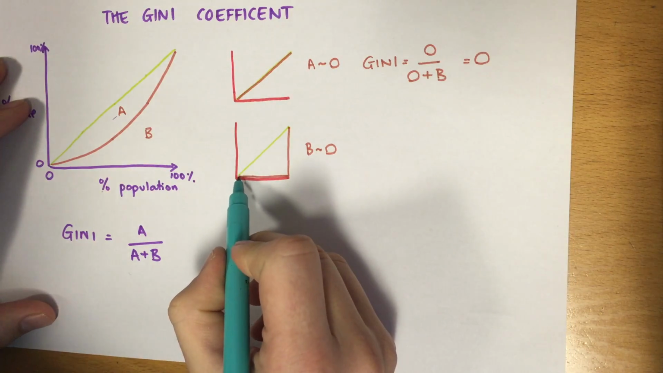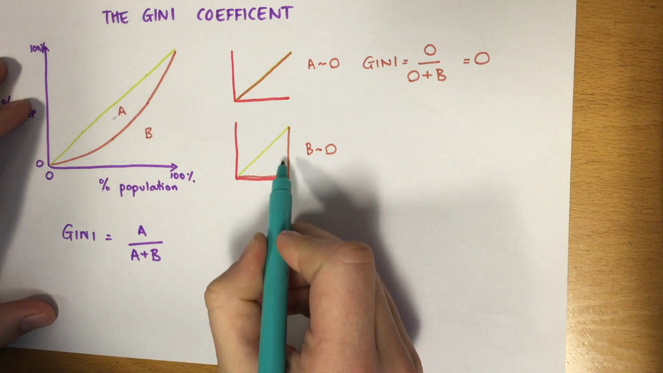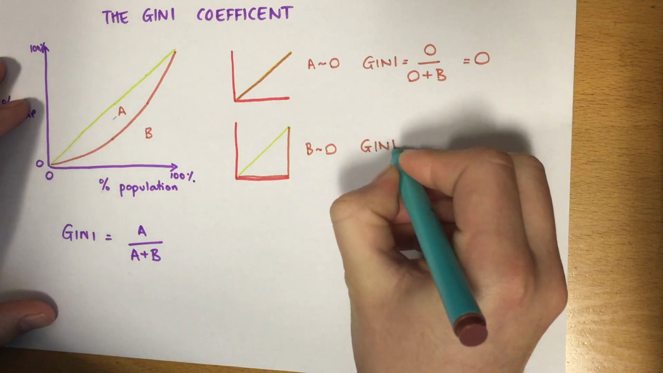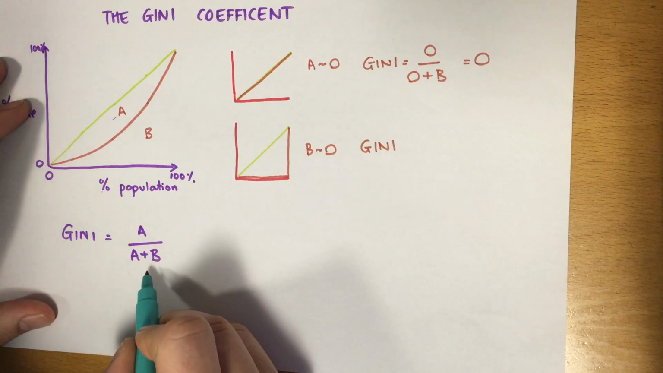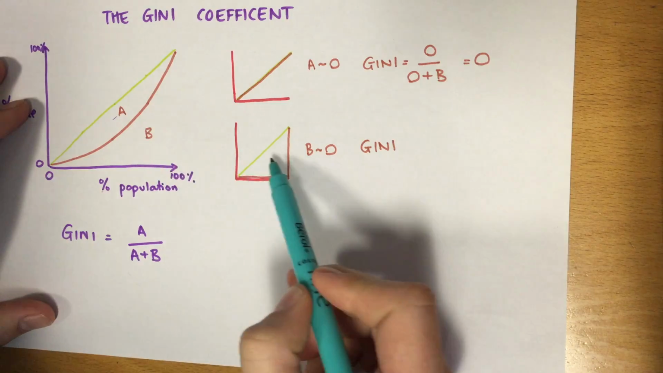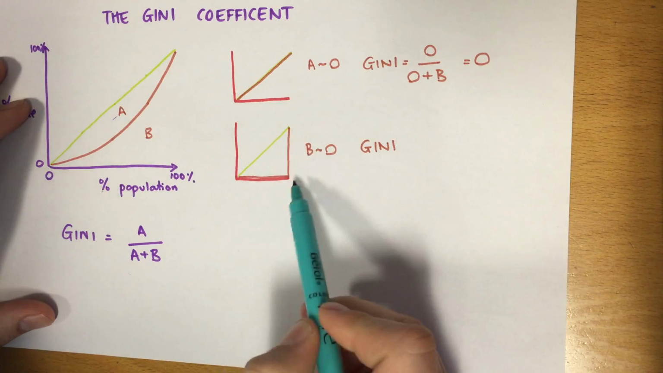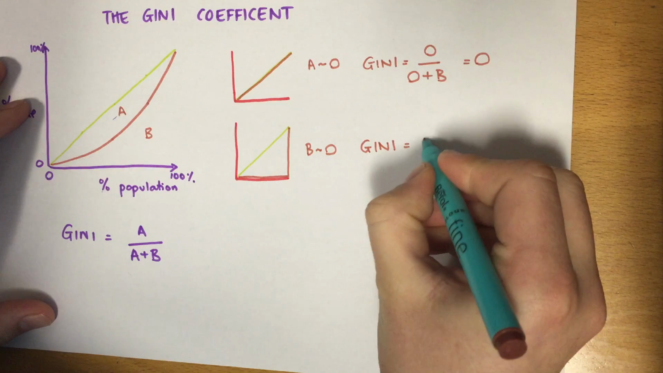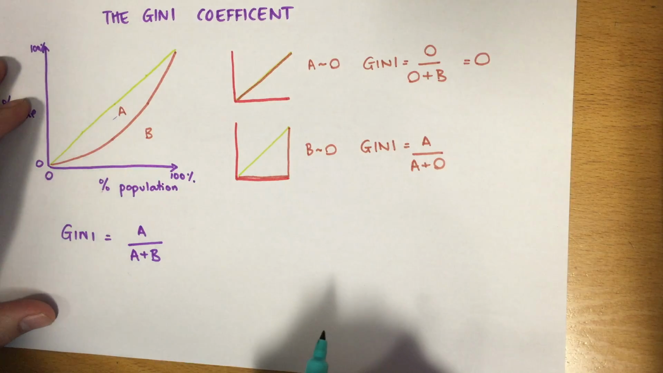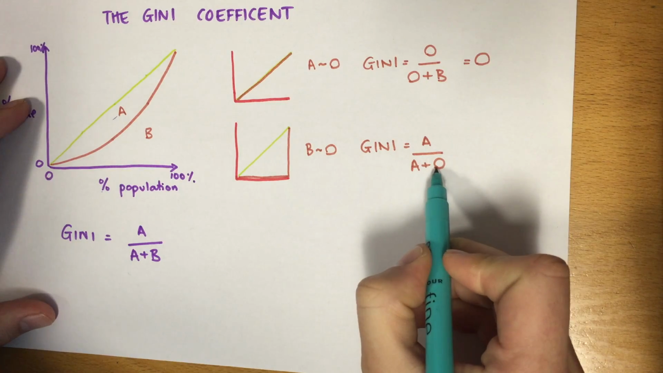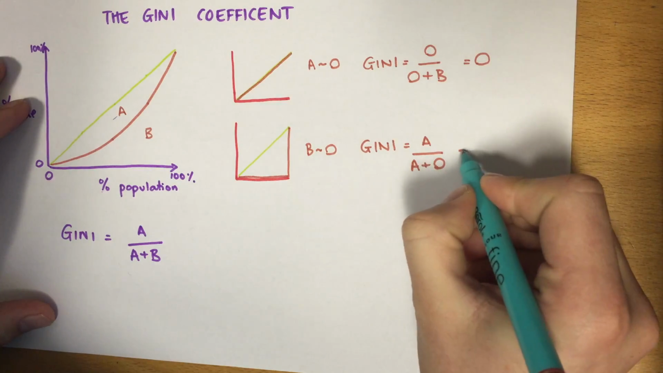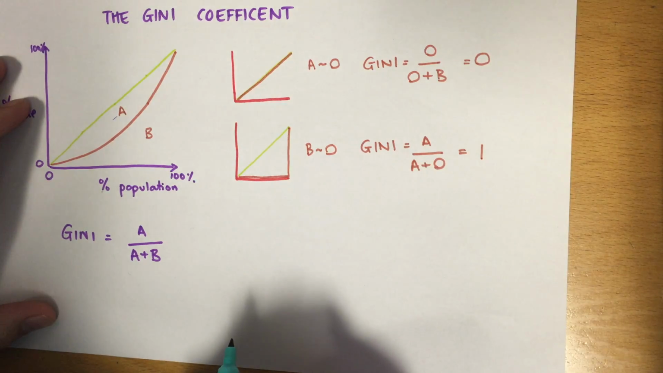On the other hand here, I've got no one with any money until one last individual earns all the money. So my Gini coefficient here, if I use this equation down here, my A value has got bigger and bigger and bigger. I've dragged this into the corner and there's no B this time. So my Gini here is A over A plus 0. So that bit disappears, and whatever A is, a value over the same value is going to be 1.